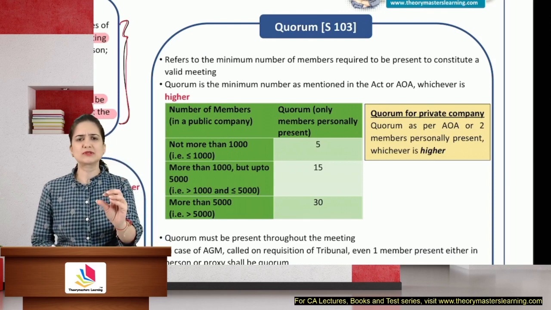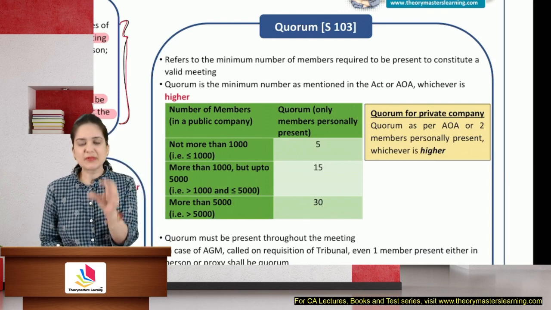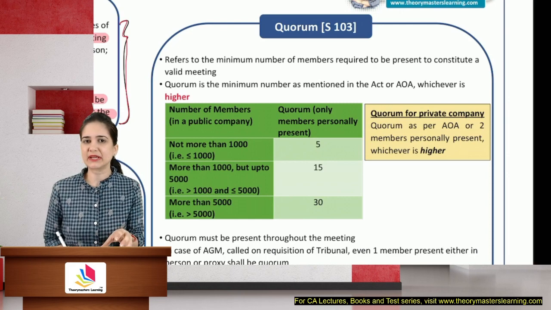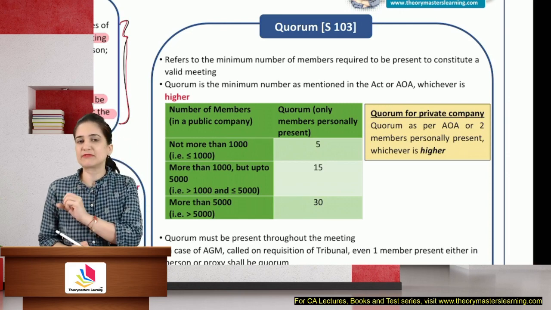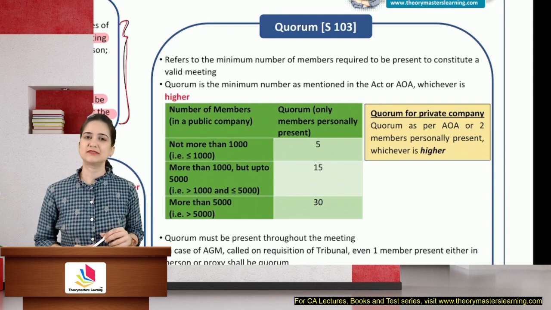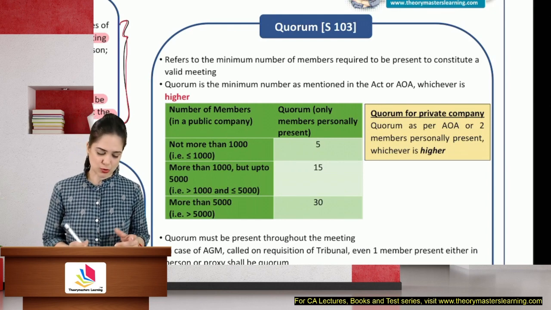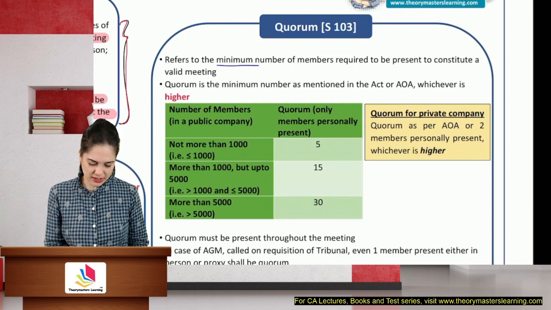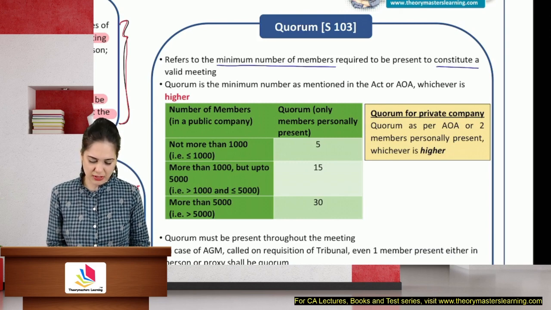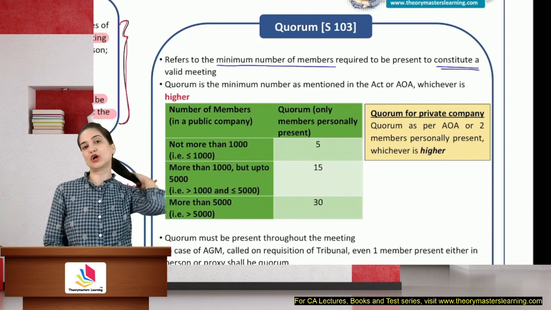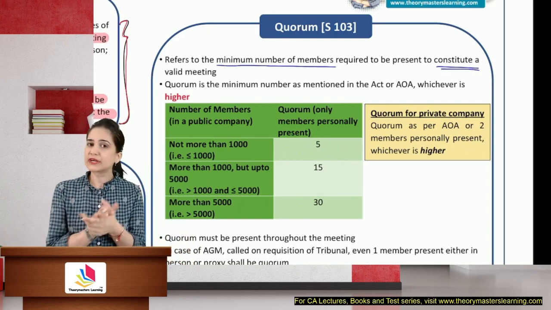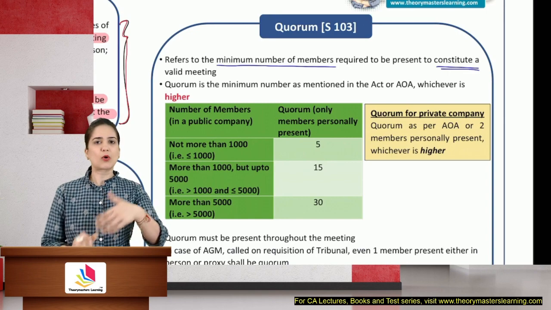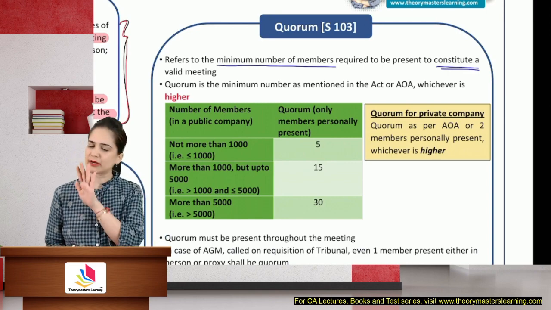So law requires a minimum number of members to be present in the meeting for conducting a valid meeting. And that minimum number which has to be present in person is known as quorum. So quorum refers to the minimum number of members required to be present to constitute a valid meeting. If this minimum number is not present, then the meeting will be adjourned, it will be postponed. What if in the adjourned meeting also quorum is not present? Then the adjourned meeting cannot be further adjourned.